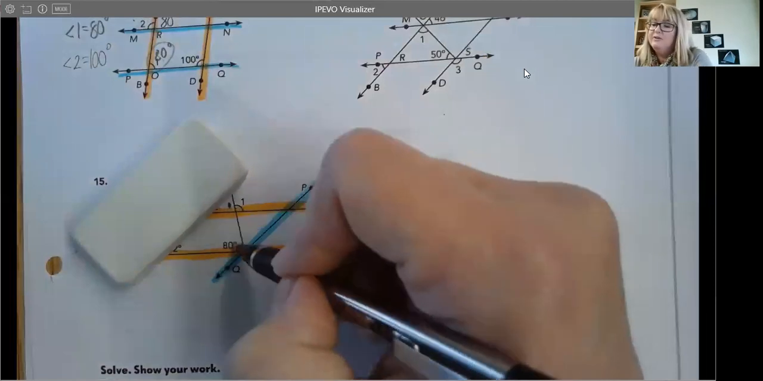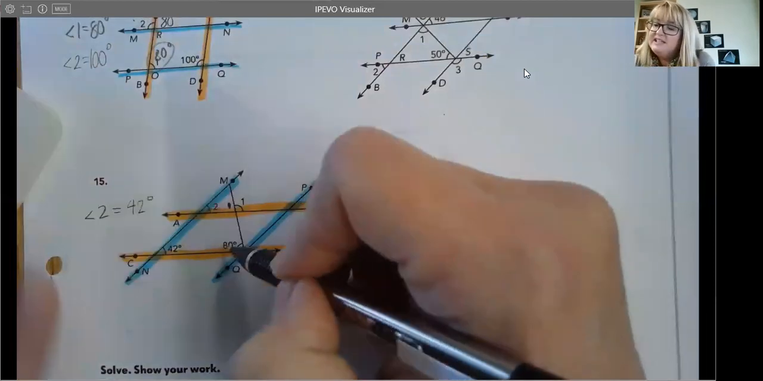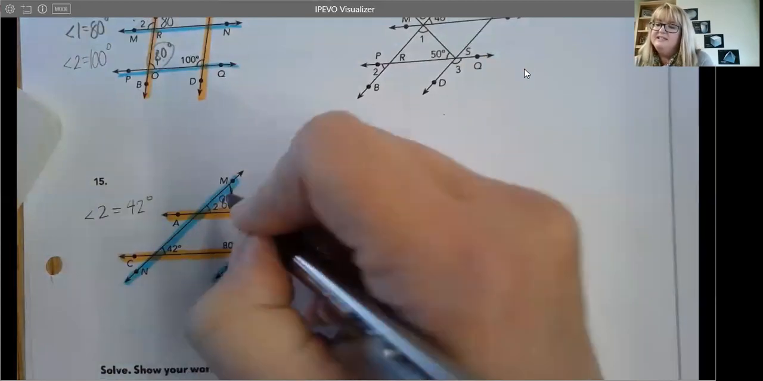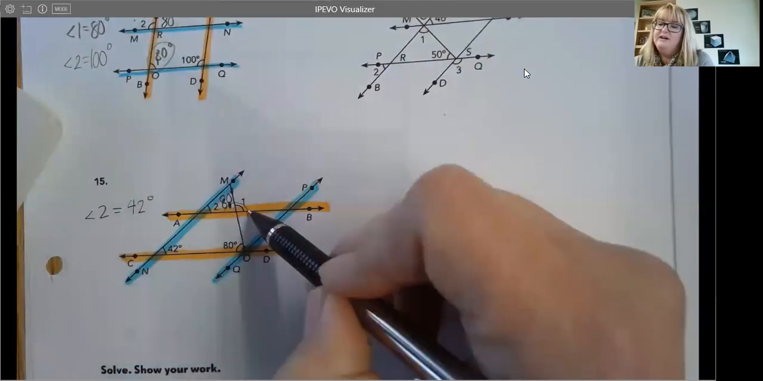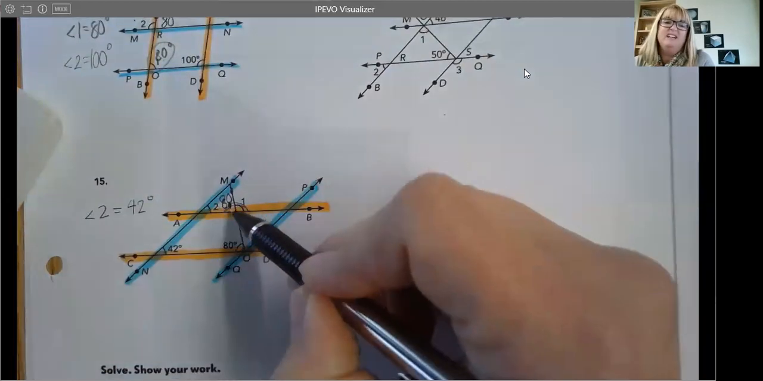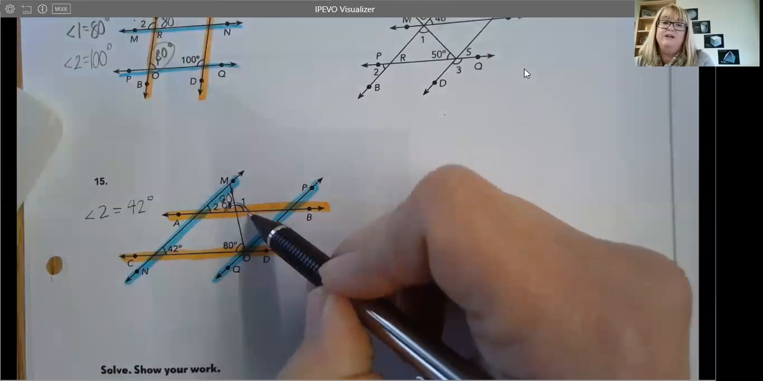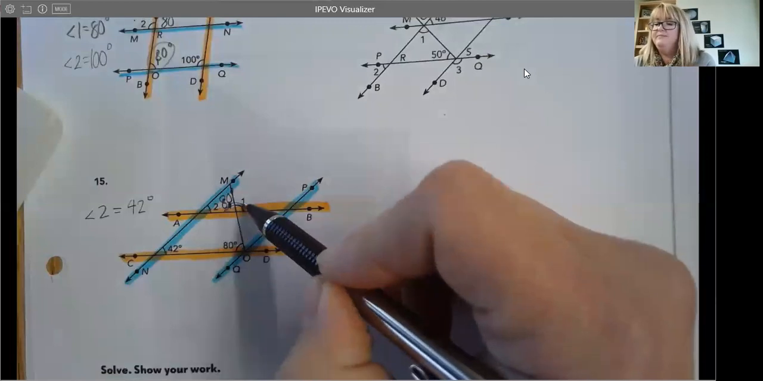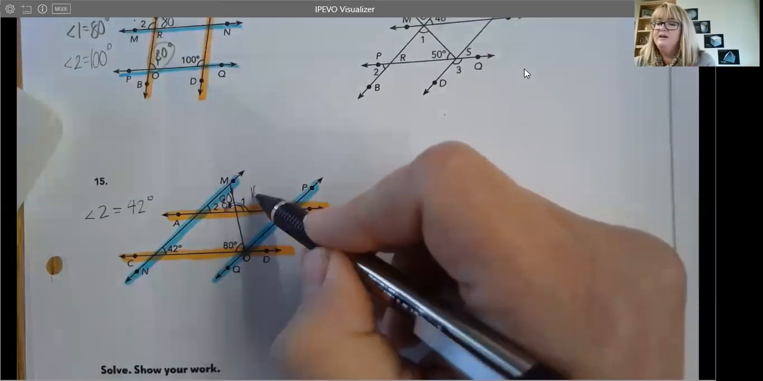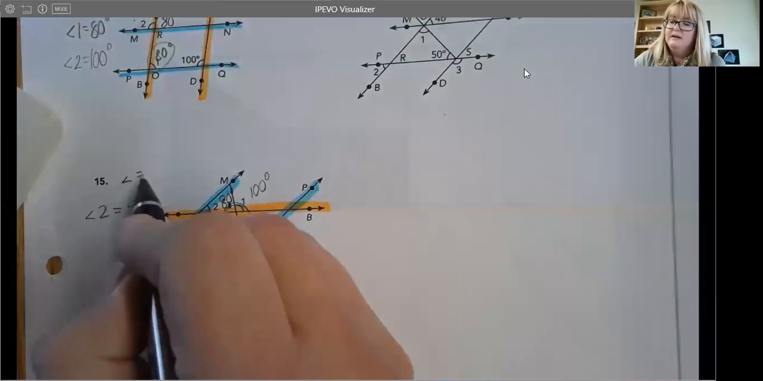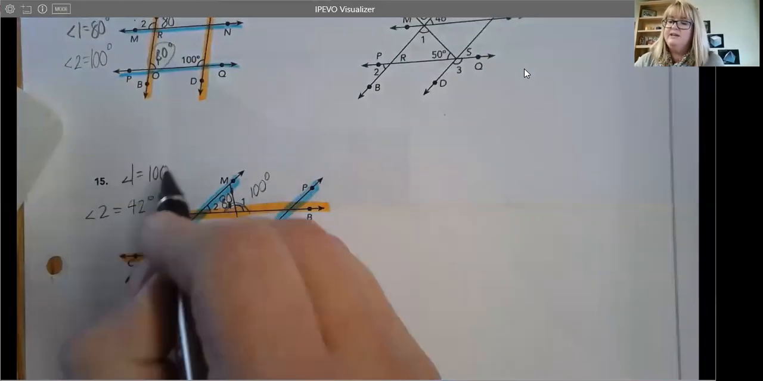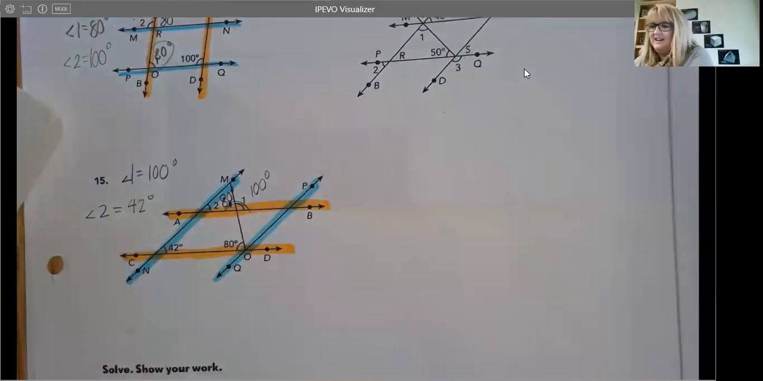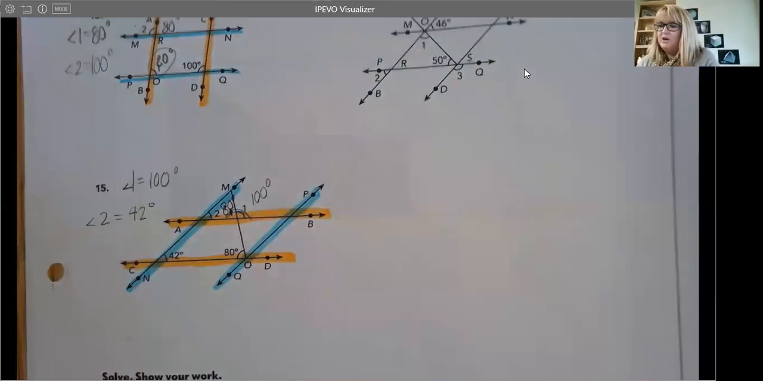Corresponding angles are congruent. So if this is 80 degrees, this is also 80 degrees. Now this angle and this angle are supplementary. Supplementary angles make 180 degrees. So if this angle is 80, what is this angle? It's 100. So angle 1 is 100 degrees. Angle 2 is 42 degrees. All right, I hope you're seeing these a little more easily.